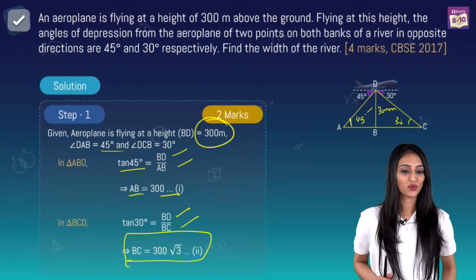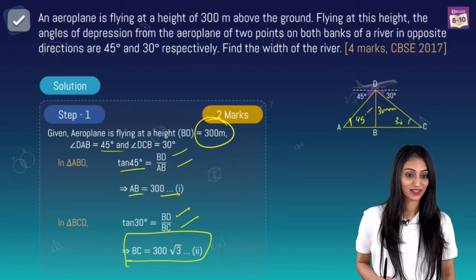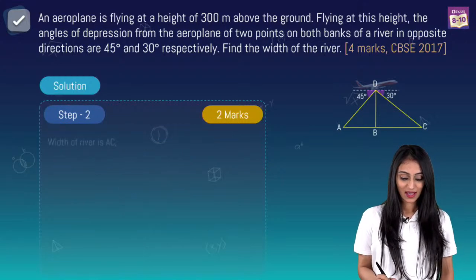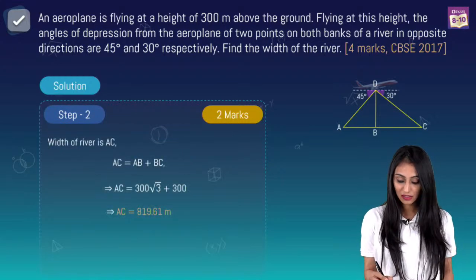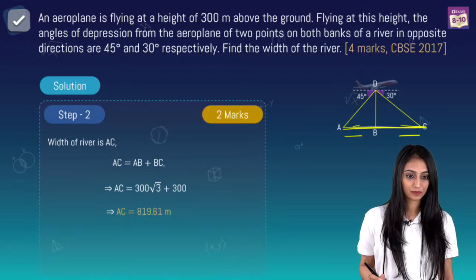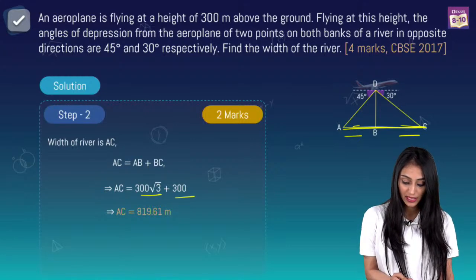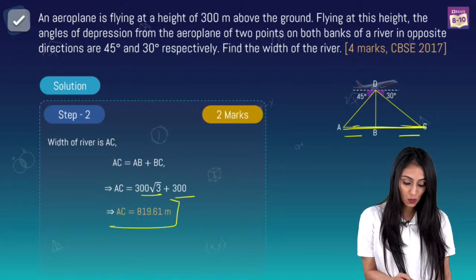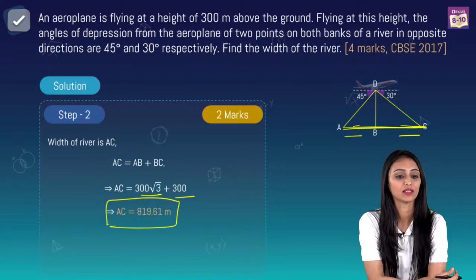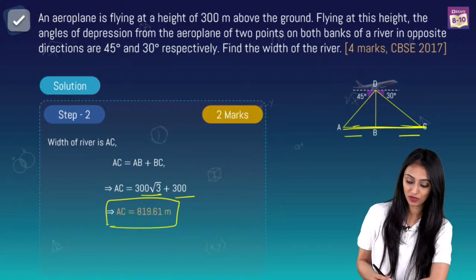JP Power was the first one to answer this question. Wow, and he gave the right answer also. So the width of the river is AC, right? This is the width of the river, we need to find this. It is going to be AB plus BC. So simply 300 root 3 plus 300, I'll add up the values and we get 819.61 meters. That's the right answer. This is clear, right? All right, so everyone has understood.